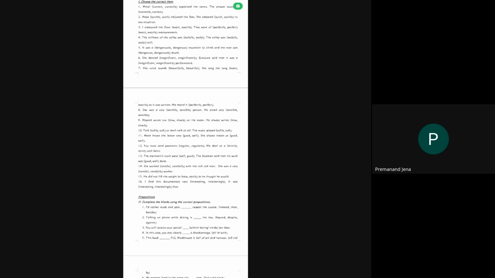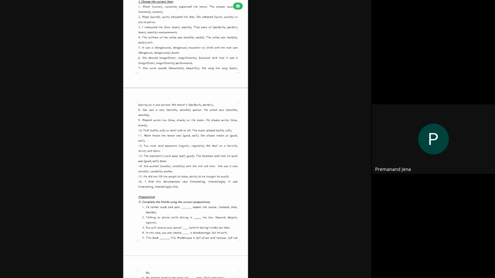Eighth one. Dave was a very sensible person. There is another adverb in this sentence. Can you tell me what it is? Very. Very is also an adverb. This is an adverb of degree, right? Now he acted very sensibly. Sensibly, correct.